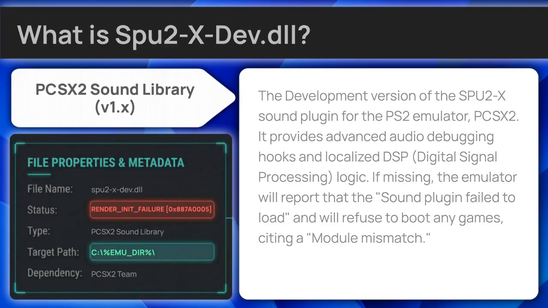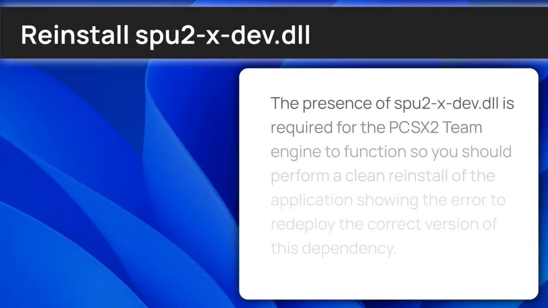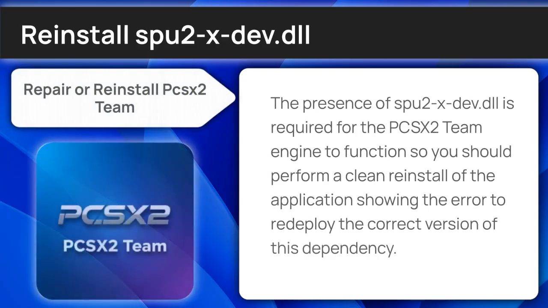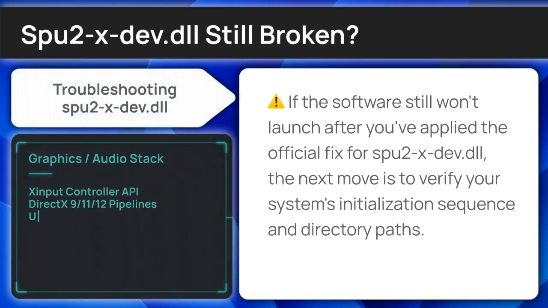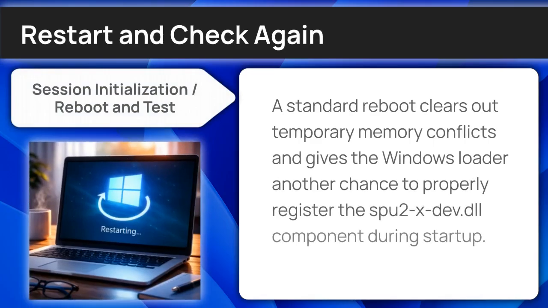Now let's look at replacing it. The presence of spu2-x development module DLL is required for the PCSX2 Team engine to function, so you should perform a clean reinstall of the application showing the error to redeploy the correct version of this dependency. When a standard software refresh isn't enough, we need to bypass the automated installers and look at manual system state resets. A standard restart allows the Windows bootloader to rescan your system directories and potentially recognize an unregistered spu2-x development module component.